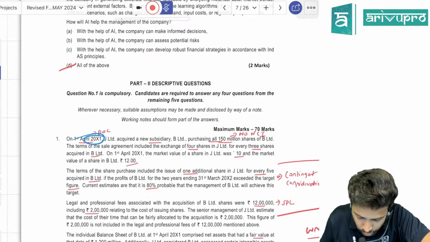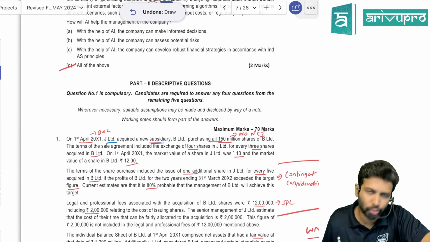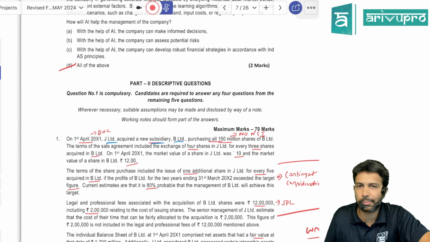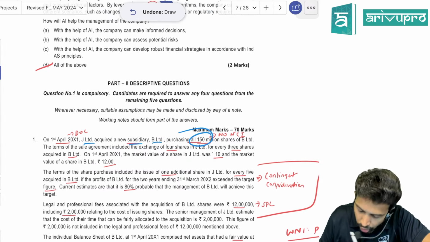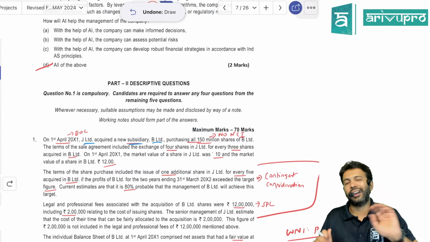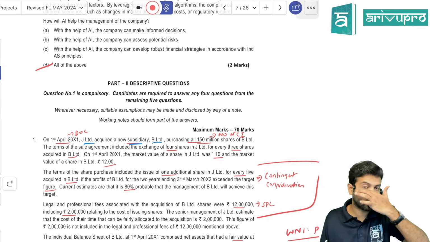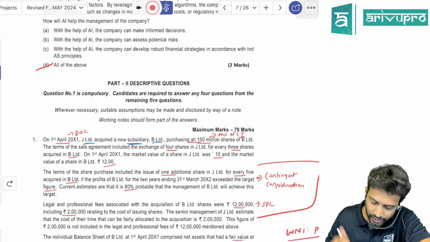On 1st April 20x1, J Limited acquired a new subsidiary, B Limited. So J is the parent, B is the subsidiary. 1st April is the date of control, purchasing all 150 million shares of B. So it is a 100% acquisition. That means there is no non-controlling interest in this particular subsidiary company.